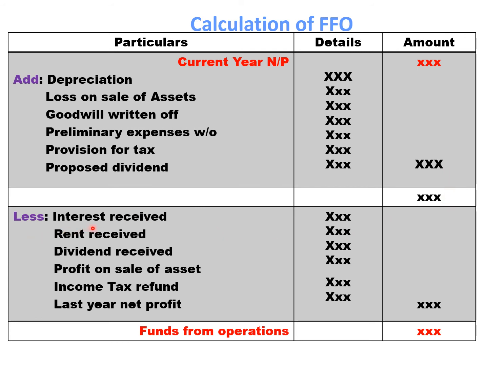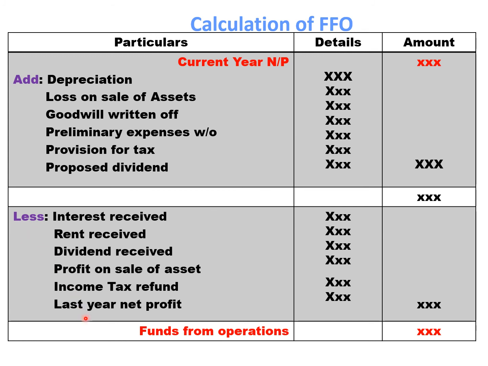Deduct non-business income. All these incomes are not related to business. Interest received, taxable under other sources. Rent received, taxable under house property. Dividend received, taxable under other sources. Profit on sale of asset, taxable under capital gain. Income tax refund is a non-business income. So all these are income but not related to business. So deduct, as explained in the previous slide.